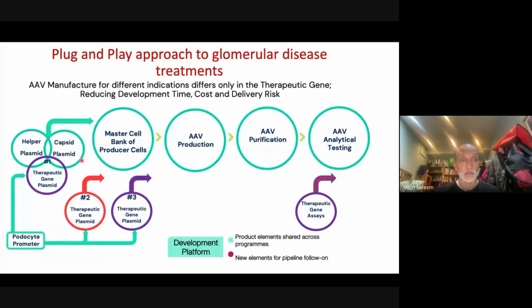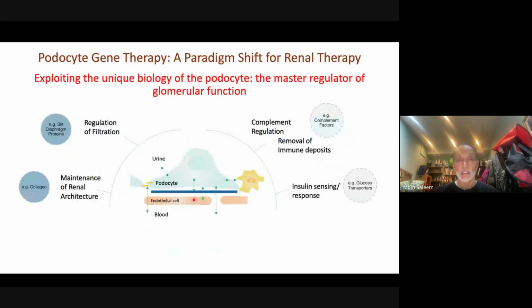So the so-called helper and capsid plasmids are the same. The plasmid, the DNA, which carries the therapeutic gene, is the plug and play bit, and all the steps towards manufacture are then exactly the same by the time you've got to a drug product that you can put into humans. Again, the promoter is always going to be the same. So that allows you to think about various different diseases that can be treated via targeting of the podocyte.